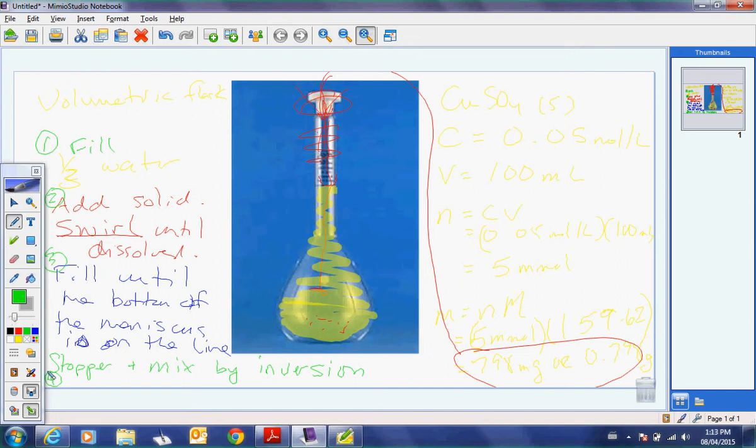Okay, got the steps? Yeah. Okay, so that kind of summarizes N equals C times V, practically and mathematically.